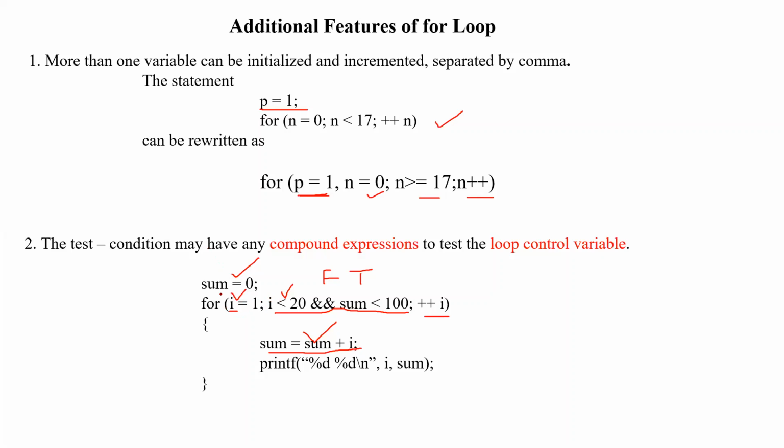Which are the two control variables? I and sum. Sum is initialized to 0, I is initialized to 1. And the testing condition is I should be less than 20 and sum should be less than 100. And where is I incremented? I is incremented inside the condition bracket, while sum is incremented within the body of the loop. I told you, no, we need not always mention the incrementation of the control variables inside the for loop. Here also inside the condition bracket, or you can mention it within the body of the loop, right? So each time I is incremented, sum is incremented by sum plus I.